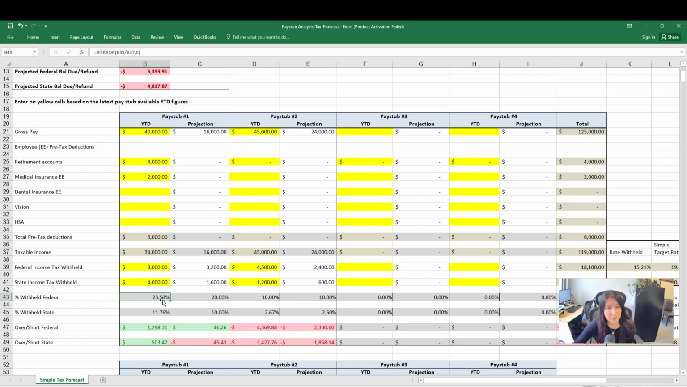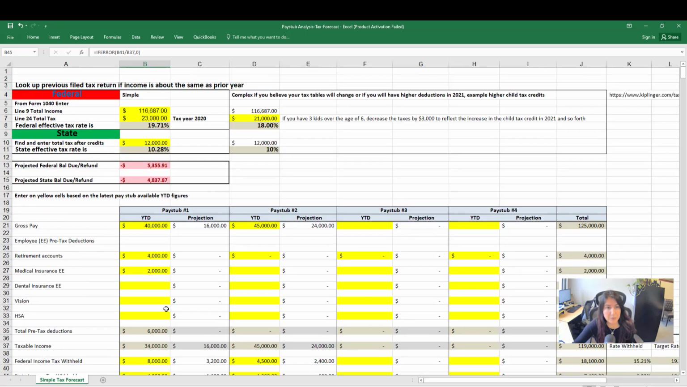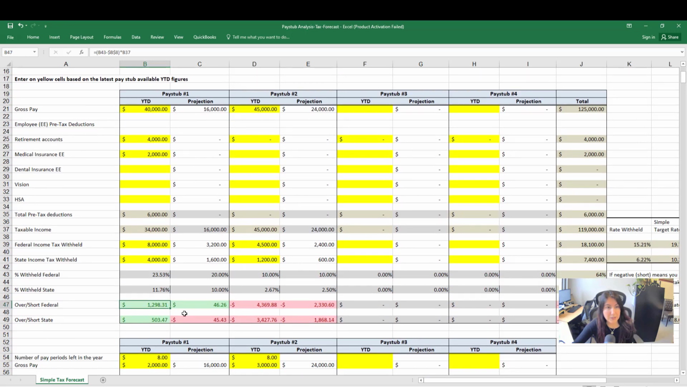That shows you this formula right here, where it takes their income tax withheld and divides by the taxable income to let you know what rate of the federal they are withholding and what rate for the state they're withholding. We know from above here what their goals are, from B8 and B11. So this formula here takes the difference between what they actually have had withheld minus what the goal was, and lets you know whether they're over withholding or under withholding. The green stands for over withholding, the red means under withholding.